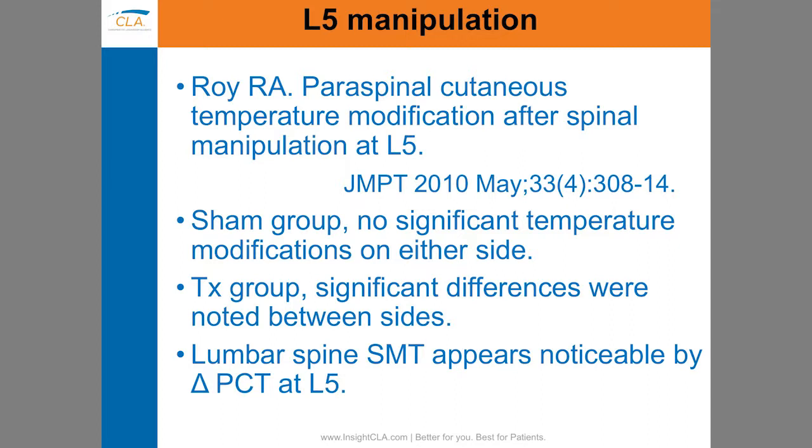And they did the sham group, and it showed that there was no significant temperature modification, so it didn't do anything. But when they did do the treatment group, and I like the concept of treatment and manipulation versus adjustment group, significant differences were noted on both sides. And it showed that the lumbar spine spinal manipulative therapy is noticeable by PCT at L5. Well, that comes as no surprise to us, but I want you to have the confirmation that if you're using a hands-on manual model of adjusting the subluxation, and you may associate it with SMT, that you are going to get deeper changes within the functioning autonomic nervous system when you use that system.